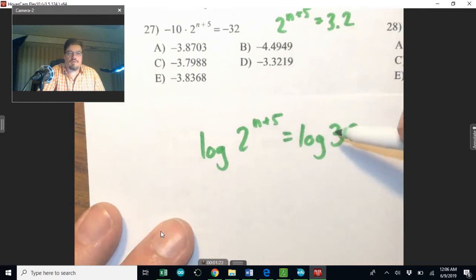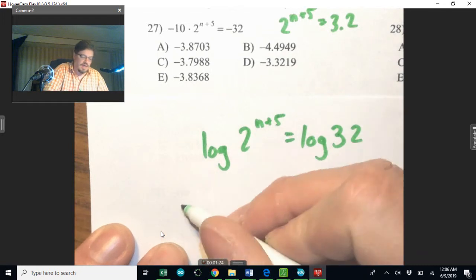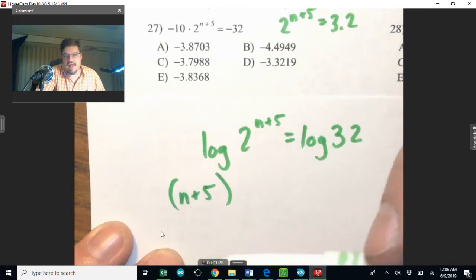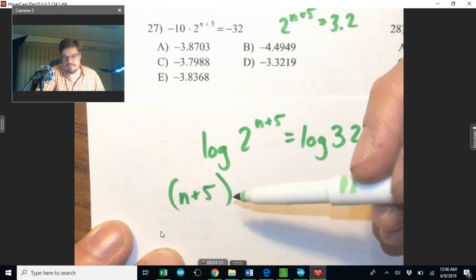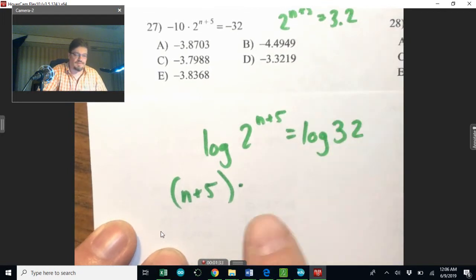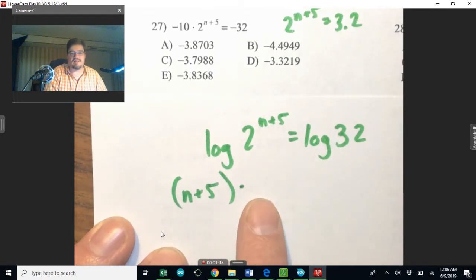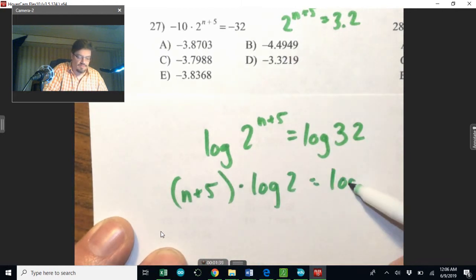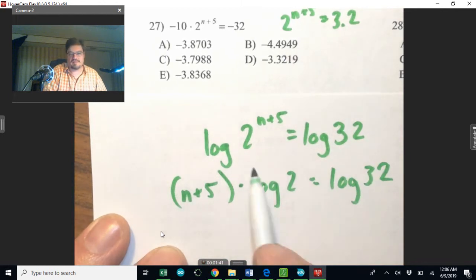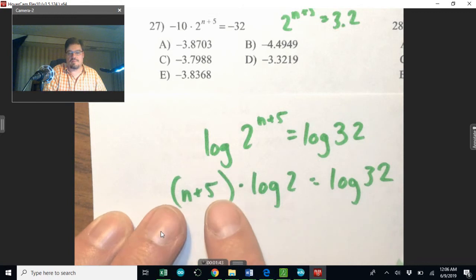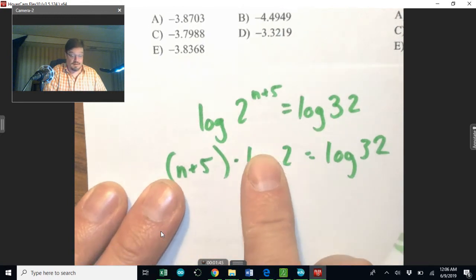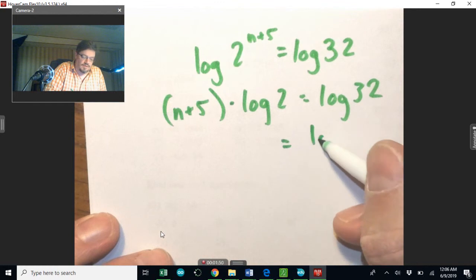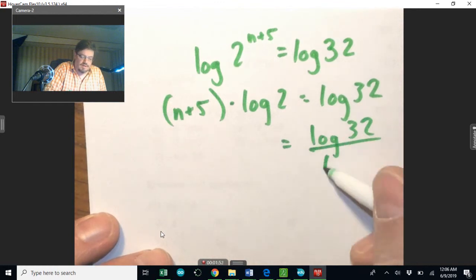Okay, so now when we're ready to take the log here, n plus 5 comes to the front, but you technically have to put parentheses around it. Because if you don't, then you're just saying 5 times the log of 2 equals the log of 32. And that's not what you have. This is wrapped up in parentheses. We won't be able to touch it until it is divided. Okay? So now we will divide the log of 32 by the log of 2.